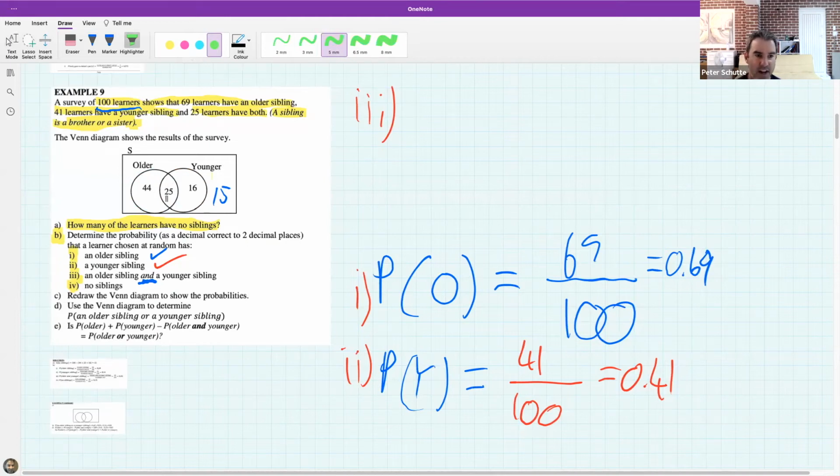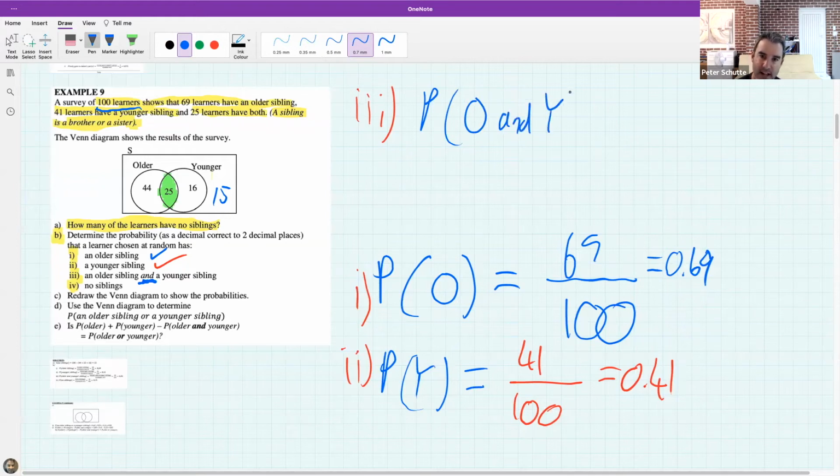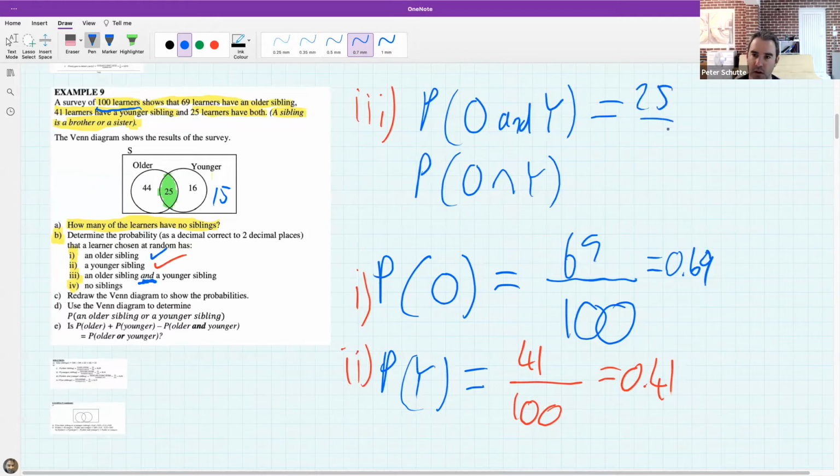So if you have an older and a younger sibling, it means you have to have both. And the only people who have both older and younger siblings are the ones in the intersection of the two sets, or the green region I'm drawing now. So what is the probability of having, the way I would say it is O, older and younger. Or we could say it like this, O and Y, but that looks a bit scary, like an unhappy face, but that's what it's asking. So it's going to be 25 over 100 or 0.25.